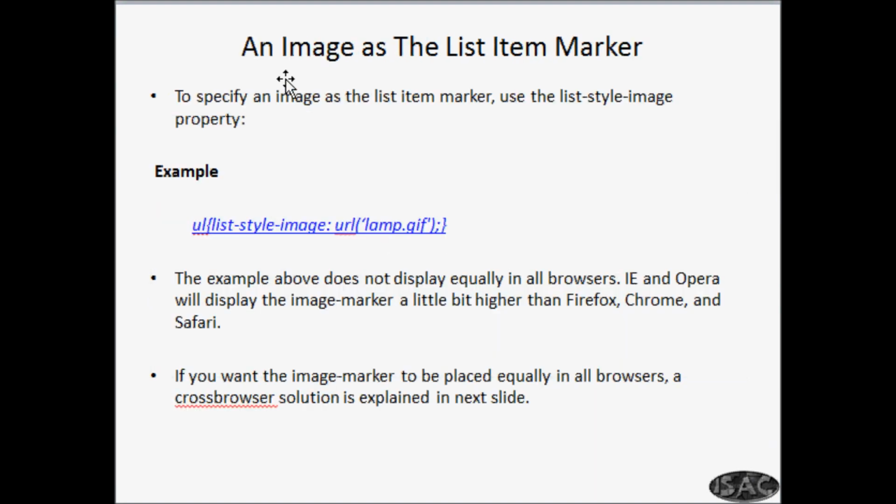Now, an image as a list item marker. So we can have an image here. You can notice that earlier we used list-style-type, right? This time we are saying URL, and I'm giving the image here. To specify an image as a list item marker, you have to use list-style-image, not list-style-type, right?